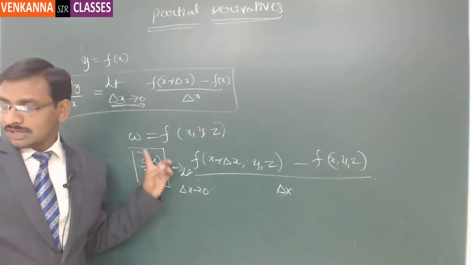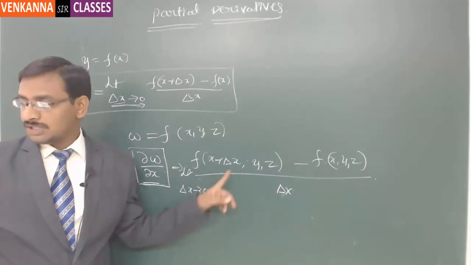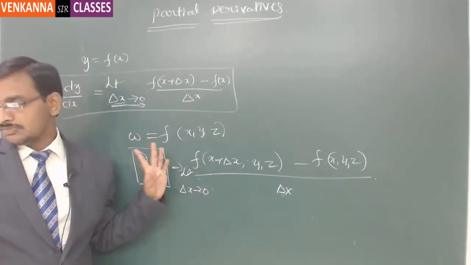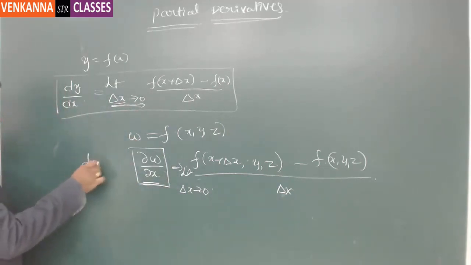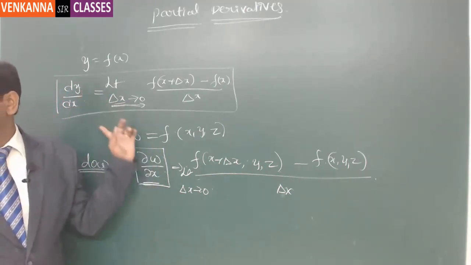Dou is nothing but the partial. That means in the presence of all other variables, there will be a change in the value of one, and correspondingly the function value is going to change. That is the major difference. So this is read as dou. Got it? So dou w by dou x, and here dy by dx.